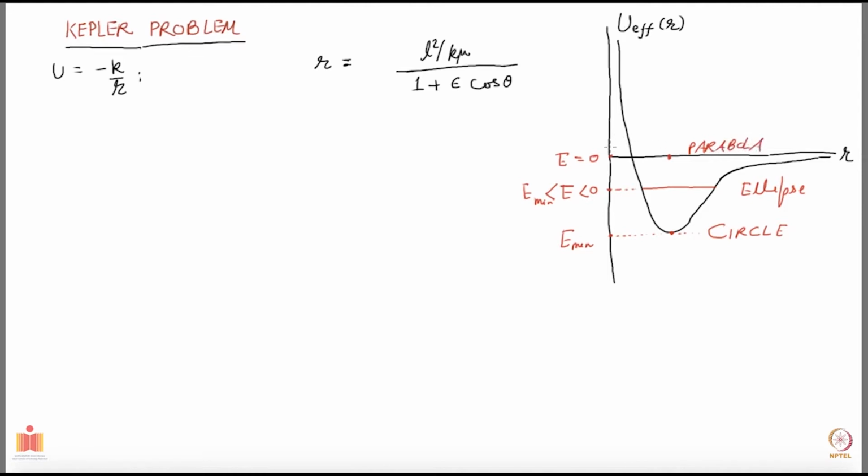And if your energy is higher than 0, wherever you are, that is also an open orbit. Not just open, the particle goes to infinity, and it is a hyperbola. Okay, so that's what we had found.